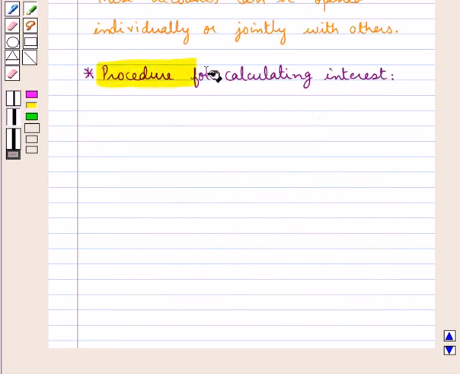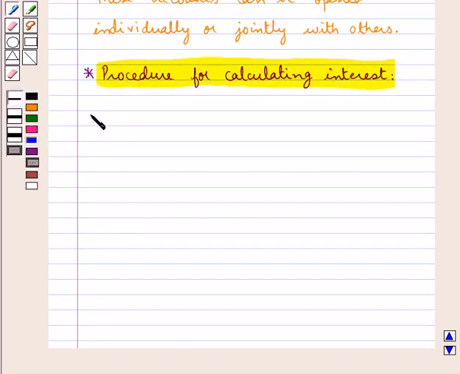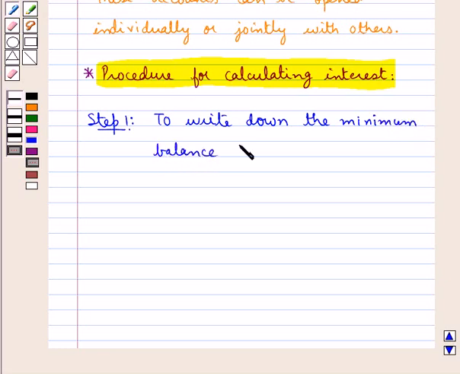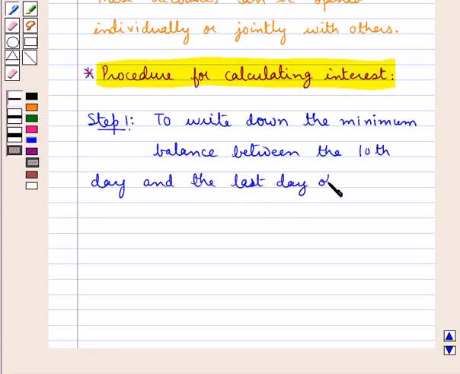Let us now check out the procedure for calculating the interest. For this, our step one would be to write down the minimum balance between the 10th day and the last day of the month, and that too in a multiple of 10.